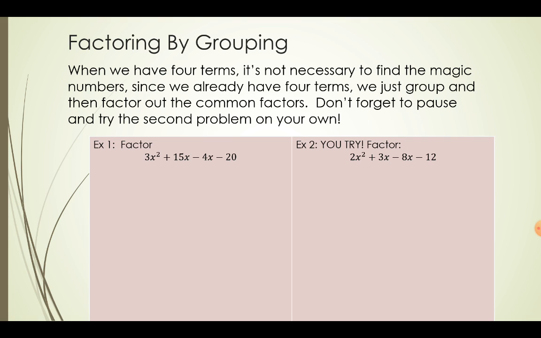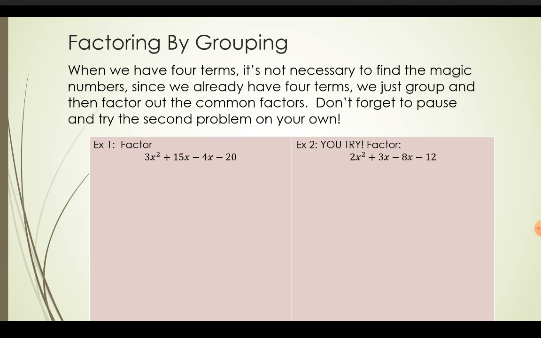So, factoring by grouping. When we have 4 terms, it's not necessary to find magic numbers. Since we already have 4 terms, we can just group and then factor out the common factors. Don't forget to pause and try the second problem on your own. So feel free to keep it playing while I do example 1, and then I'll let you try example 2 on your own.